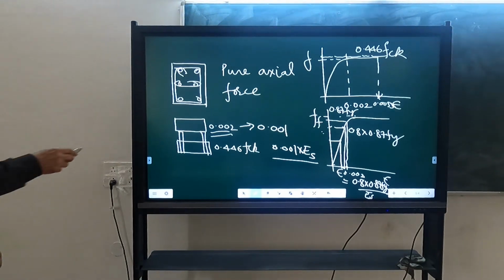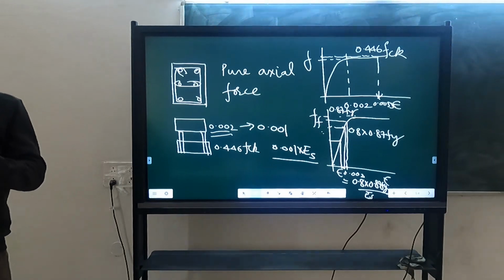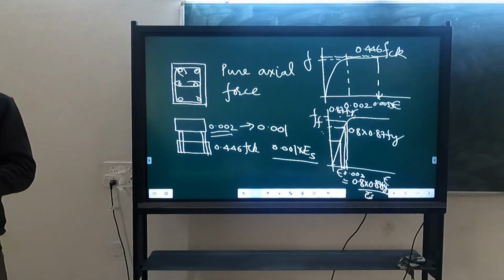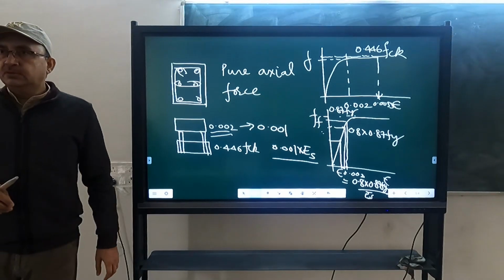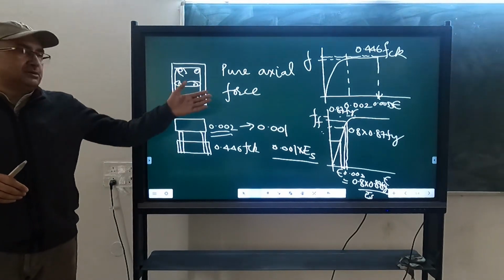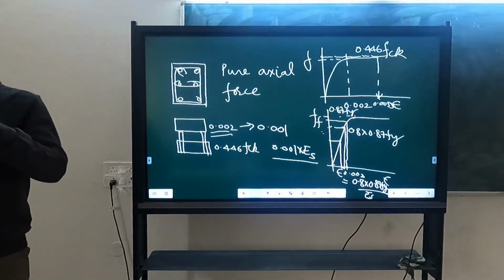So you have to consider the actual behavior. First of all, you should assume some strain. At that strain, you should calculate the stress in all the materials, and then calculate C and T. So that's what we are following, and we are taking the actual stress at that given strain. So we need not multiply by anything else.